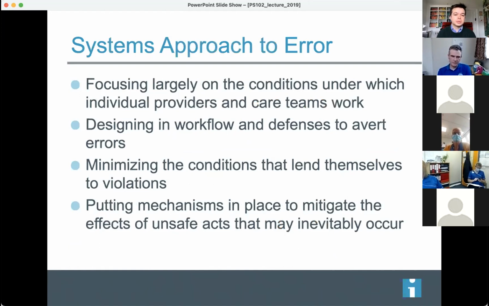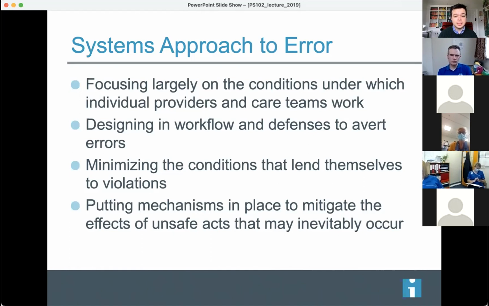So when we're approaching error, it's really good to think of it from a systems point of view rather than an individual point of view. So we're largely focusing on the conditions under which those individual people are working. And therefore we can then design our defenses against that error based on what the system is producing rather than just individuals. Another reason why it's better to focus on systems is because our individuals change. They change all the time. If we need to keep working on each individual, we're never going to get to a point where it's an error that's not happening routinely.